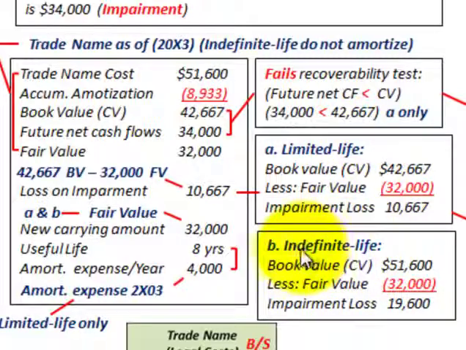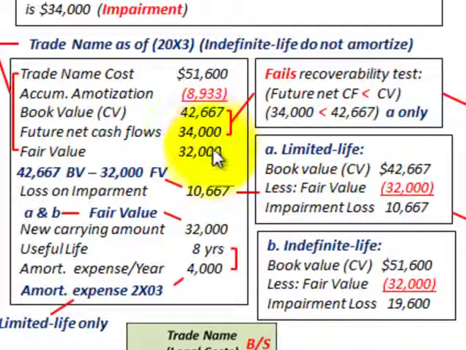Now for an indefinite life intangible, we take the book value or the carrying value of $51,600. Remember, with indefinite life intangibles, we don't amortize any of the cost. So all we do is take what's sitting at the book value without any amortization. And then again, we use the same fair value amount we're given, $32,000. Subtracting that from our book value, we're going to come up with an impairment loss of $19,600. This is for the indefinite life intangible.